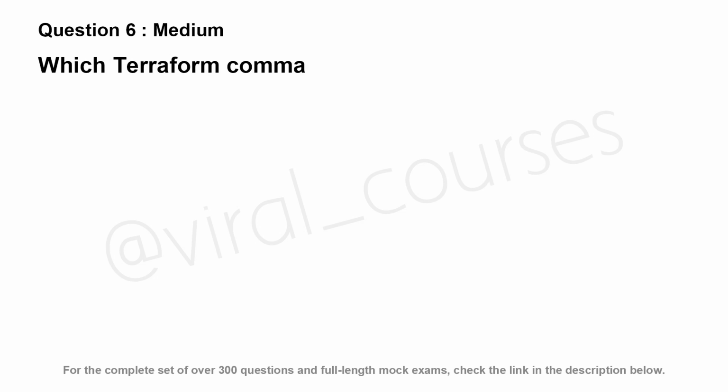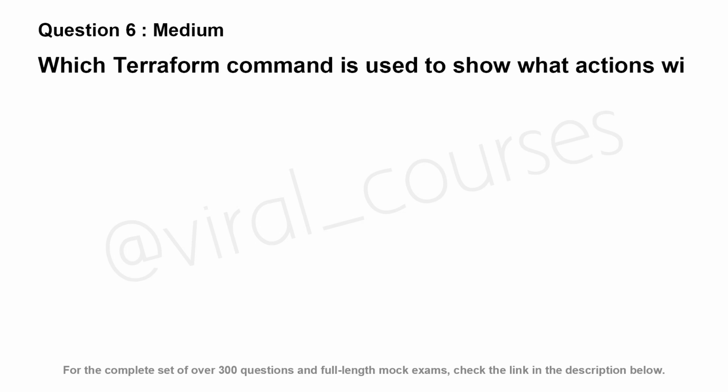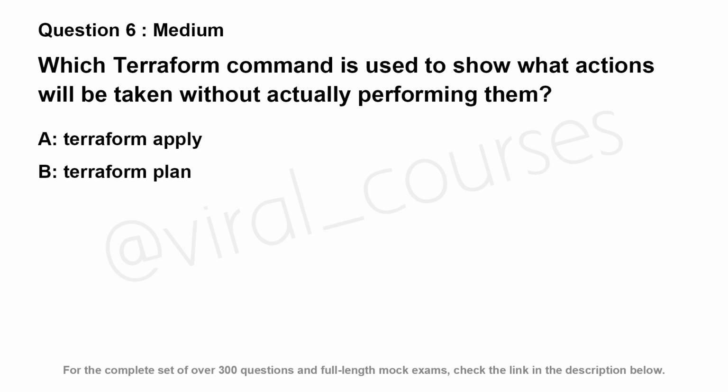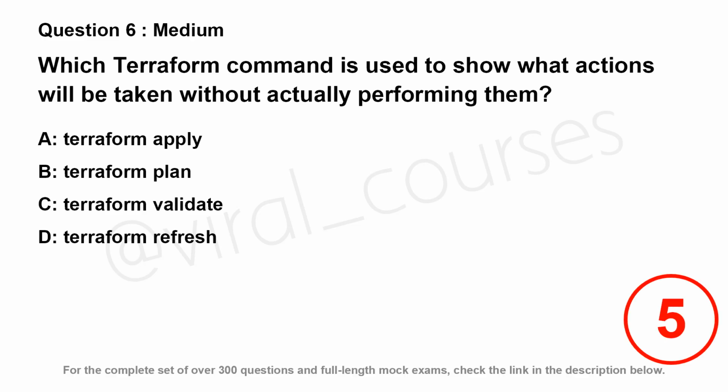Which Terraform command is used to show what actions will be taken without actually performing them? Option A, terraform apply. Option B, terraform plan. Option C, terraform validate. Option D, terraform refresh.